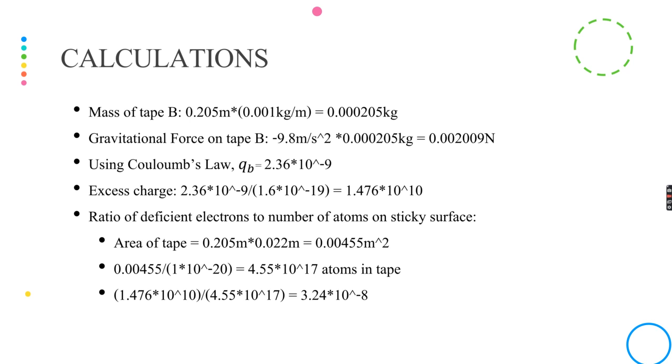Calculations. Using Coulomb's law, I was able to find that the charge on B was equal to 2.36 times 10 to the negative 9th, and the excess charge, which in this case is actually the electron deficiency because it is a positively charged tape, is 1.476 times 10 to the 10th. The ratio of deficient electrons to the number of atoms on the sticky surface of the tape was 3.24 times 10 to the negative 8th.